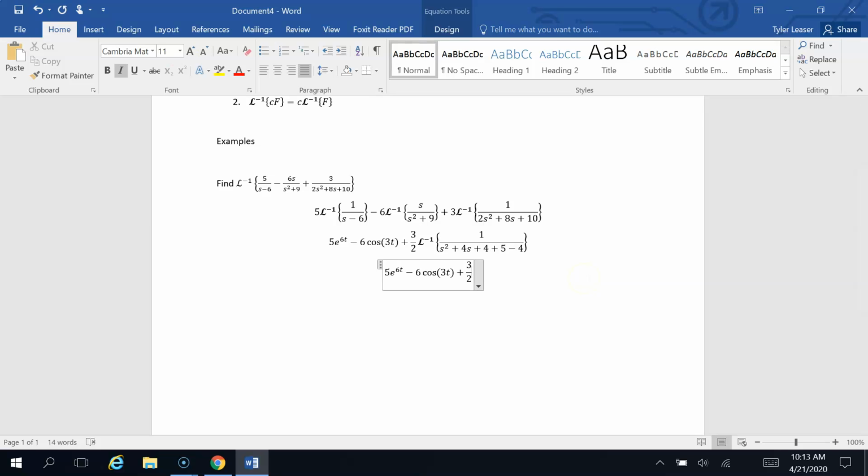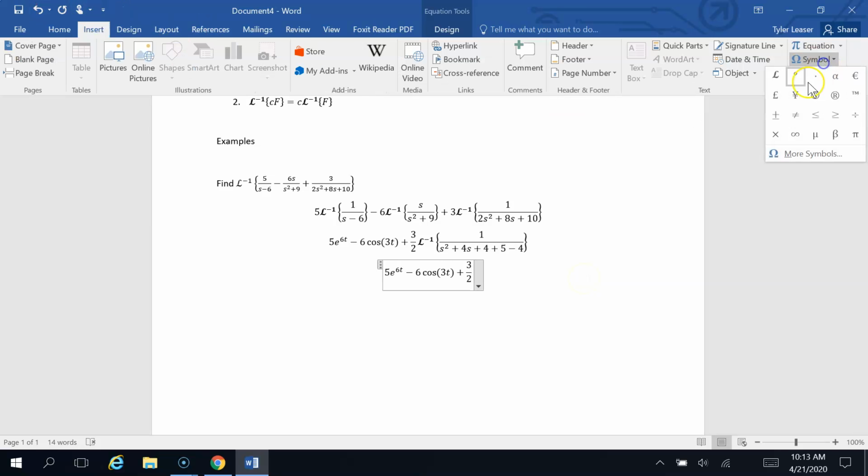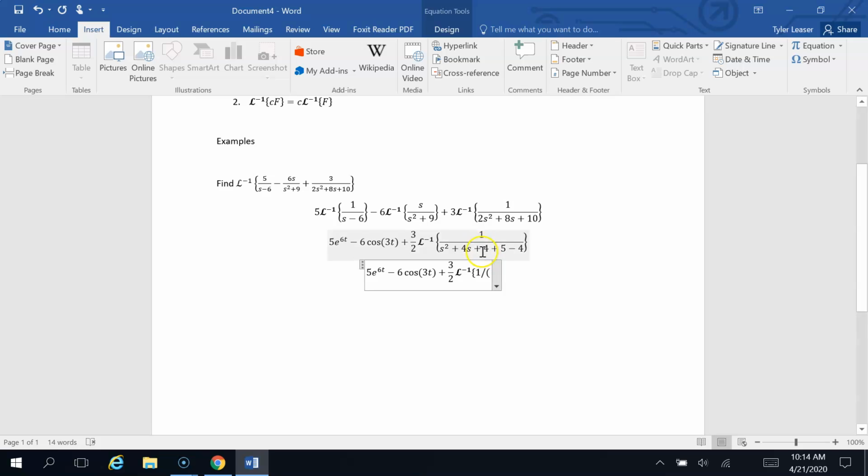Plus the 3 halves. Okay, so now, still doing the inverse Laplace transform, we're going to change this up by factoring the first 3 terms here. That would factor into (s plus 2) all squared. And then we're going to have plus 5 minus 4, which is a plus 1.